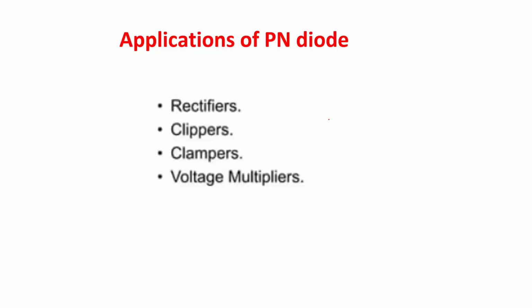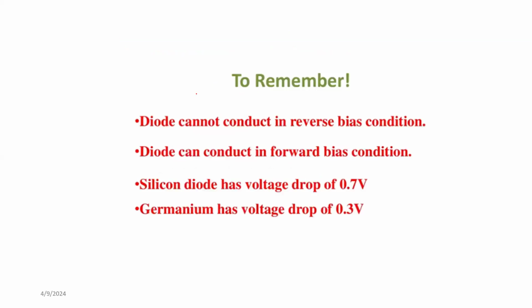The applications of diodes are rectifiers, clippers, clampers, and multipliers. In our syllabus, we have only rectifiers, in the next unit. A diode cannot conduct in reverse bias and the current becomes zero. It can conduct only in forward bias. The cut-in voltage or voltage drop here is 0.7 for silicon and 0.3 for germanium.